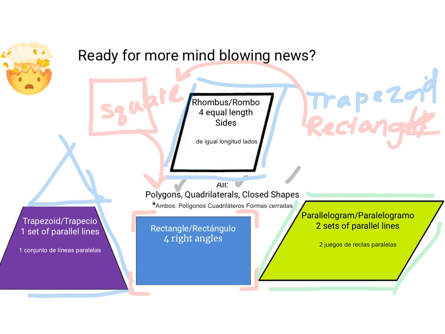So if I'm looking up here at this rhombus, I can see that there's a set of parallel lines, there's a set of parallel lines. Since it has 2 sets of parallel lines, guess what? A rhombus is also a parallelogram. So very interesting here. This rhombus that we just learned about is a trapezoid. It's also a rectangle, and it is a parallelogram.